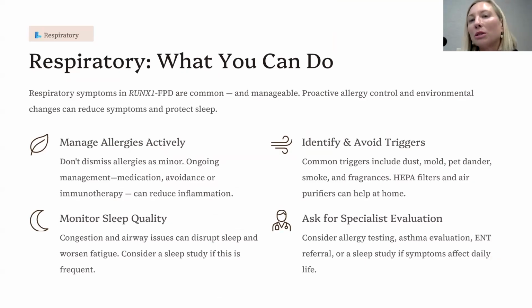Try to reduce overall inflammation, try to figure out what your triggers are. Go get allergy testing. If you're allergic to dust, mold, pollen, there are ways to mitigate that. The other piece of allergies is it can really disrupt your sleep, and we all know how important sleep is. So if you can get your allergies under control, I highly encourage you to go see an allergist and get help. And then you can also even consider a sleep study if sleep is a problem.